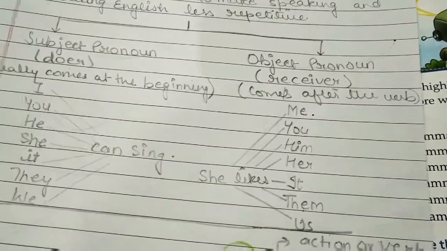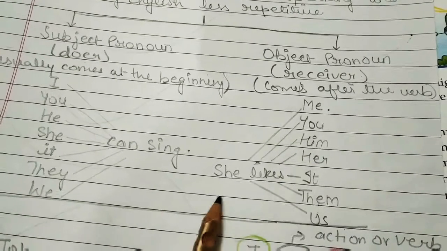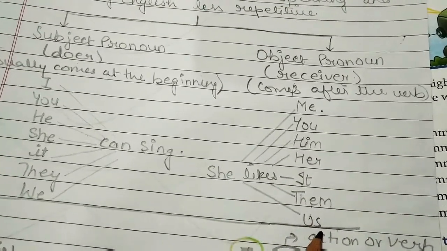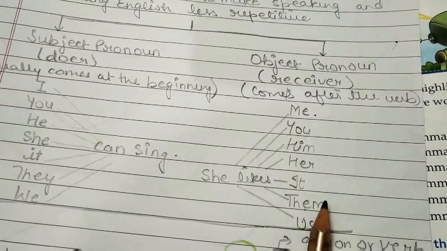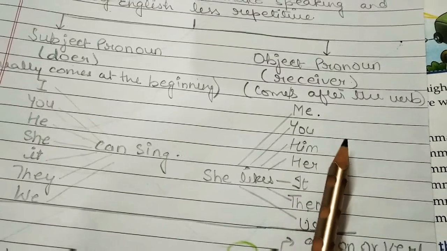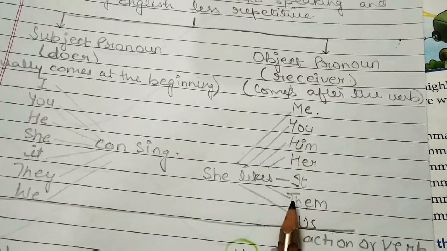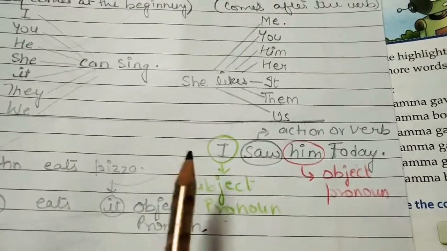Now here, as you can see, she likes me, she likes you, she likes him, she likes her, she likes it, she likes them, she likes us. So they are the object pronouns or the receivers or the words that receive the action. Okay, so look at one more sentence.